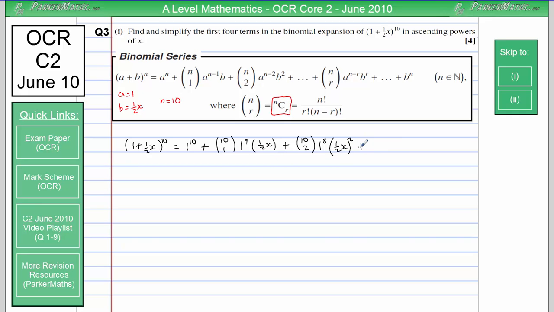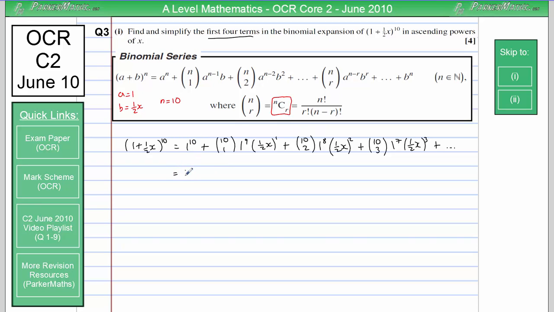We've only done 3 so far, so we need 1 more. It's going to be 10 choose 3. Notice here how the powers of 1 are going down. There's a pattern to what we're doing. We've got 1 to the 10, 1 to the 9, 1 to the 8. This one's going to be 1 to the power 7. The powers of the ½x in this bracket are increasing. We could think about there being a 1 there. So squared here is going to be (½x) cubed. And if we carried it on, we'd have more terms, but we don't need to because we only want the first 4 terms. So let's simplify what we've got.